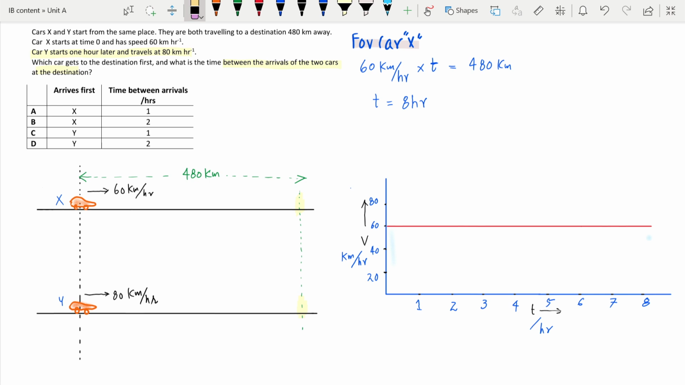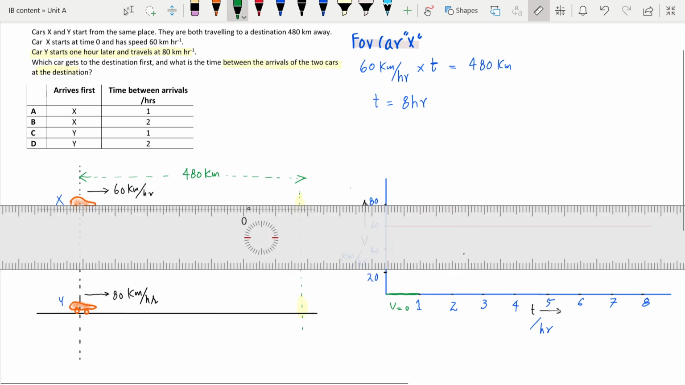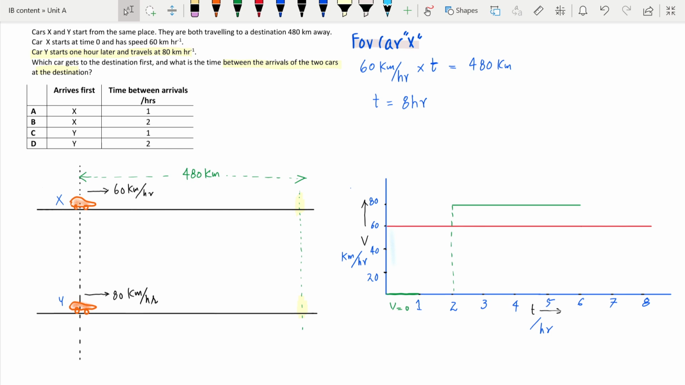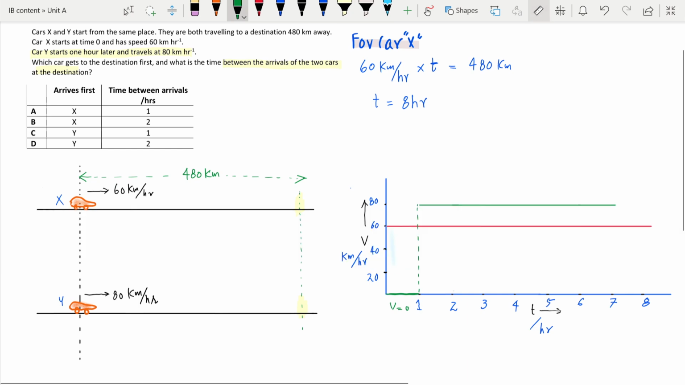Now what about car Y? Car Y started 1 hour later. So in this graph we are not showing any velocity till 1 hour. And at 1 hour, according to the question, its velocity is 80 kilometers per hour. So from this point, the line goes like this. You see this green line, this is the velocity time graph for car Y.